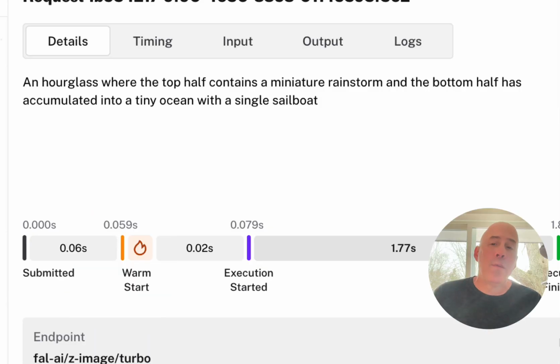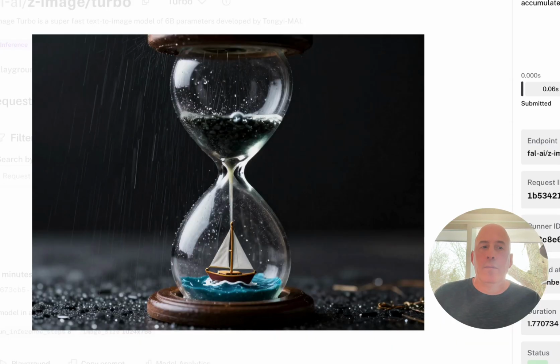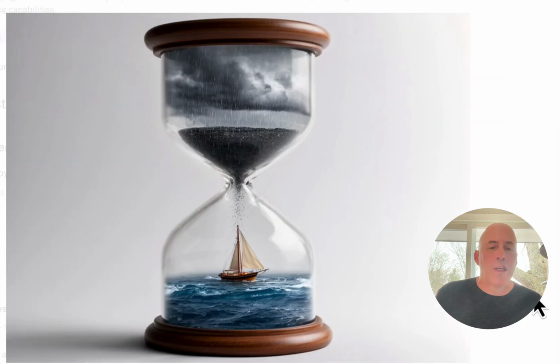So let's try a few models on this one with an hourglass. Pause to read. Okay, here's Z image. Okay, I mean, I don't know about a storm above. Let's see how the other ones do. This is Flux.2, and yeah, this is more what I was imagining. How about you? What were you thinking?